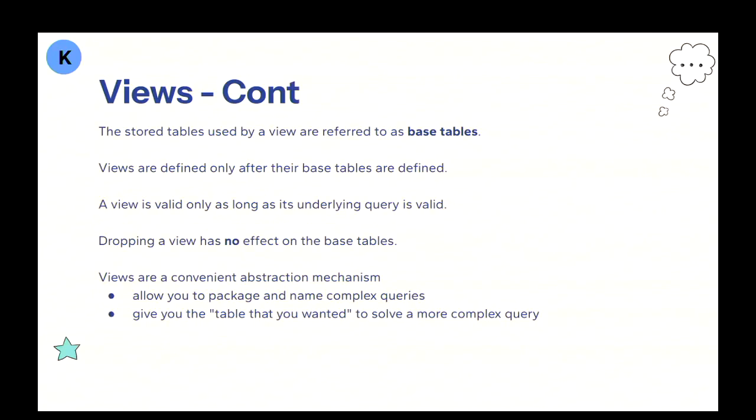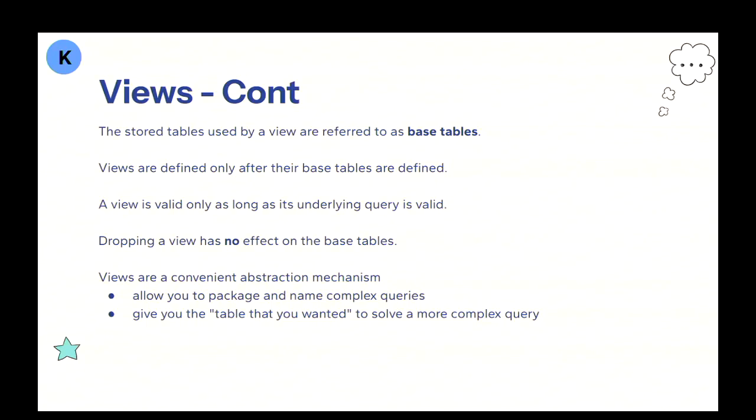So the key characteristics about views are that the stored tables of views are referred to the base table. So a view is like a reference to the base table. If you have learned about C, a view corresponds to a pointer in C to the actual data. So that's how a view works. And views are only defined after the base table has been defined. It relies on the existence of the base tables.